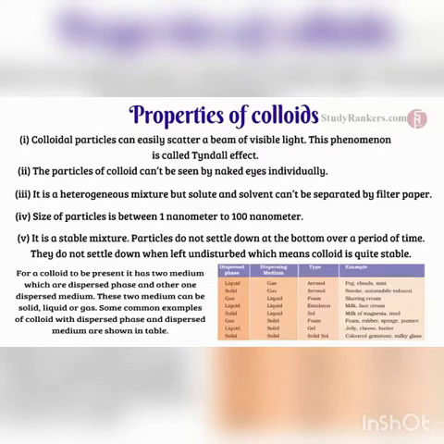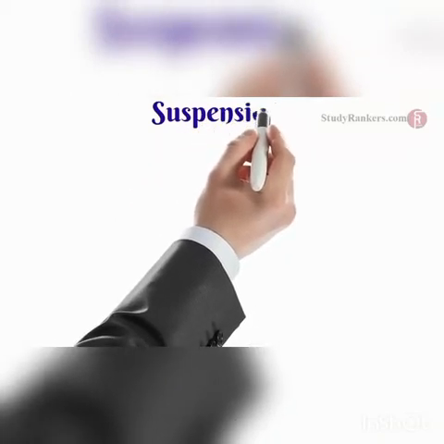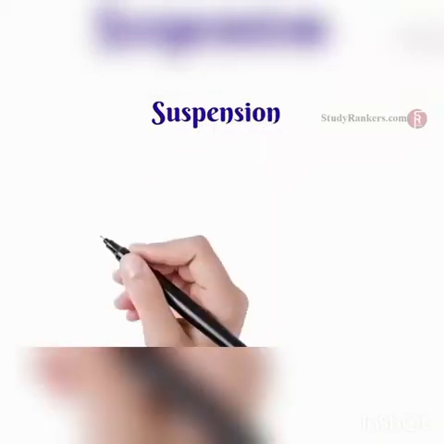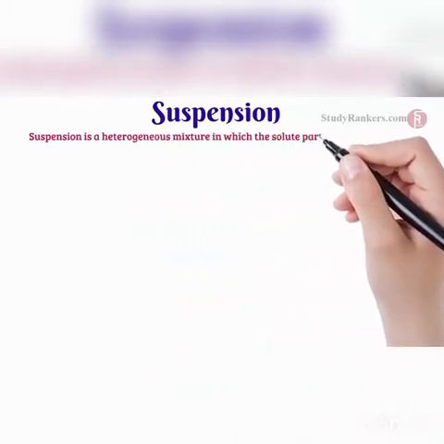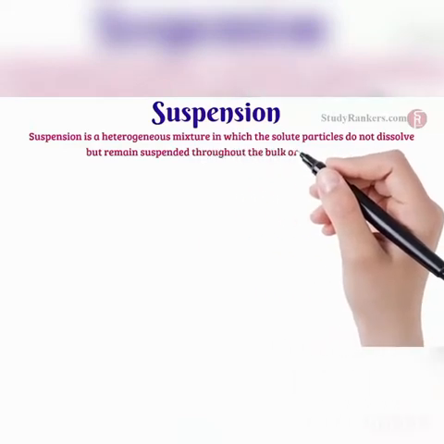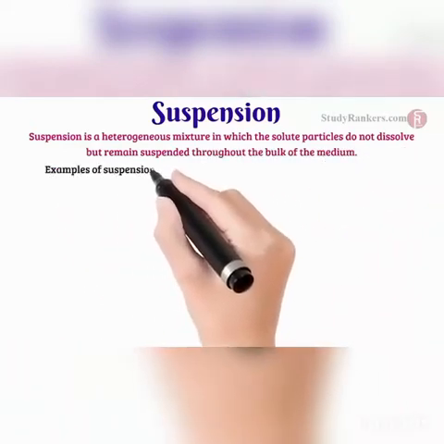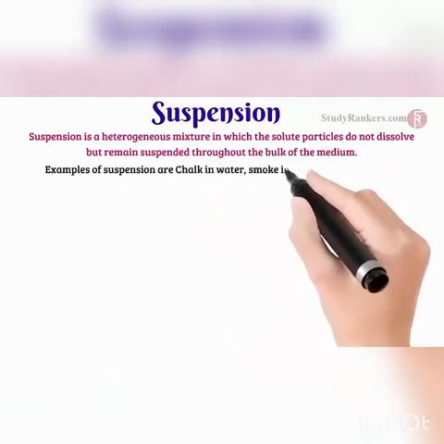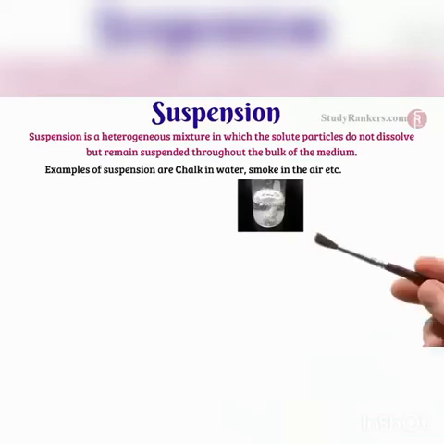And our last topic in mixture is suspension. What is suspension? A suspension is a heterogeneous mixture in which the solute particles do not dissolve but remain suspended throughout the bulk of the medium. Examples of suspensions are chalk in water, smoke in the air, etc.